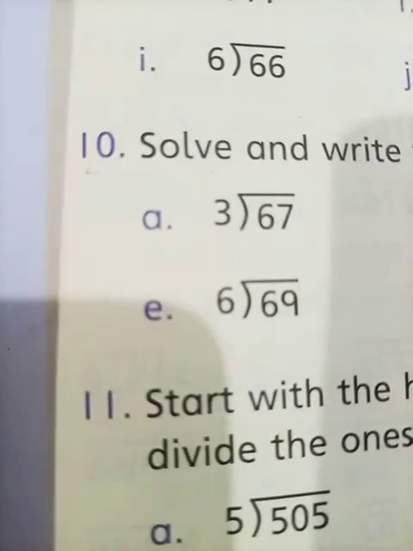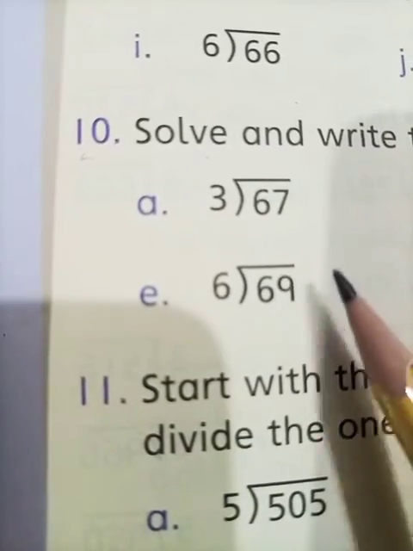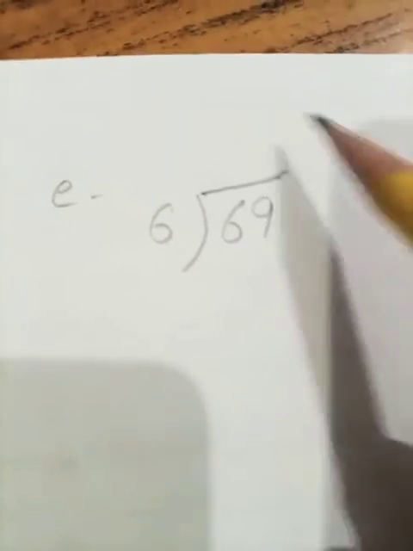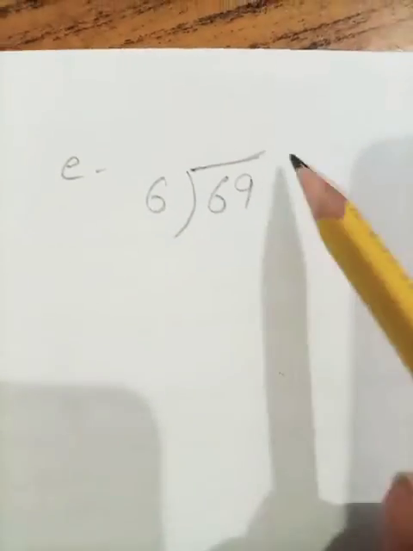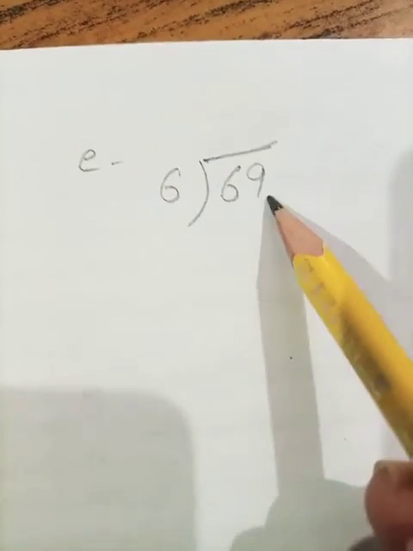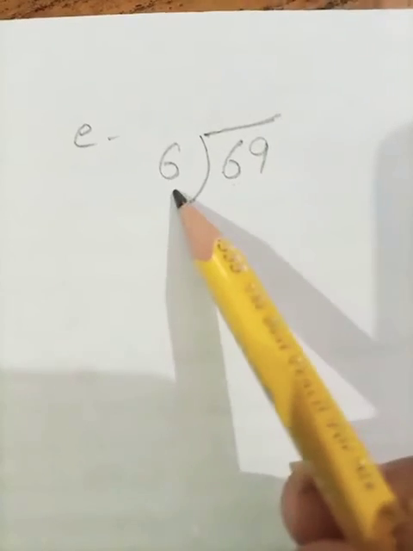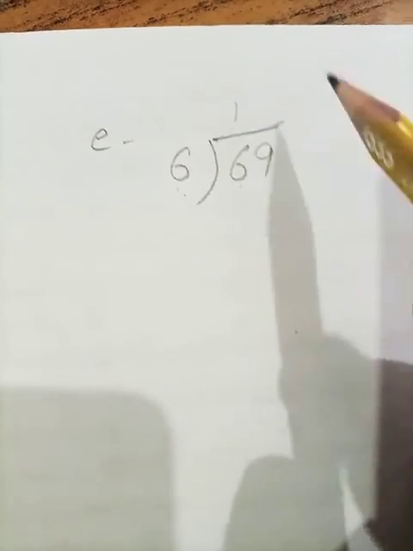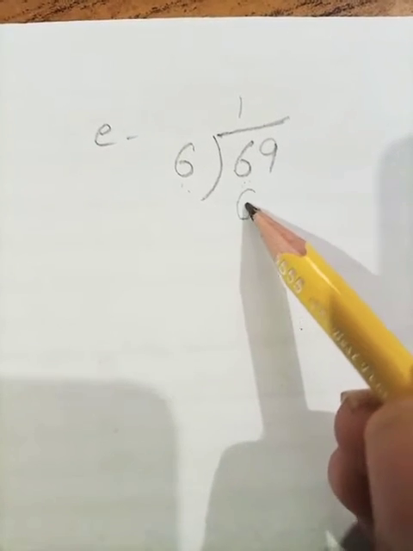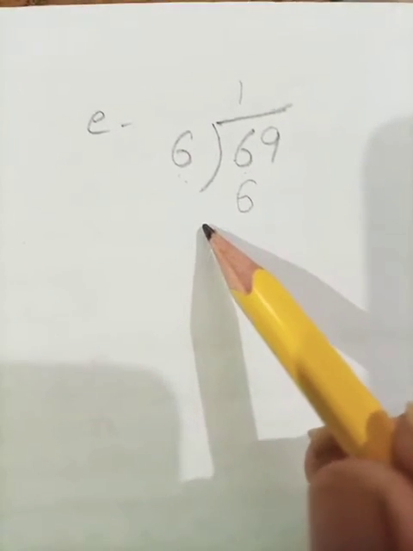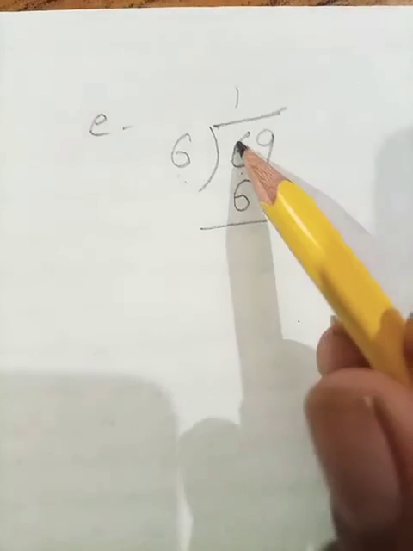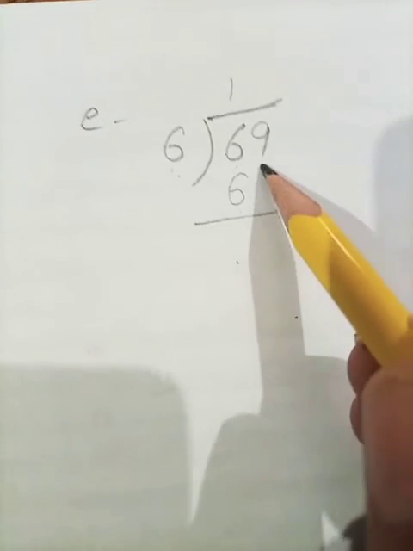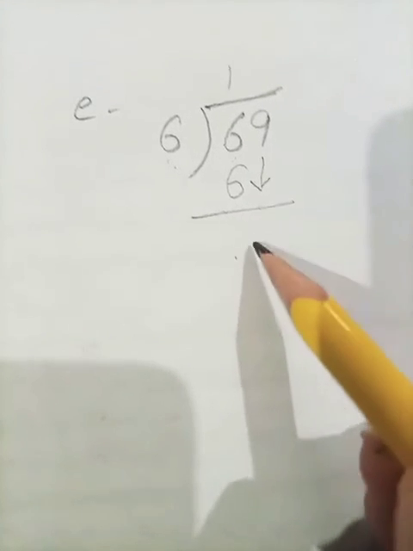Next is the part E, in which 69 is being divided by the number 6. So students, let's divide it. Look at the first digit of the dividend. It is equal to our divisor. So 6 ones are 6. Okay. Next step is subtraction. We are going to subtract 6 from the 6. That is 0. Now let's bring down the 9 here.